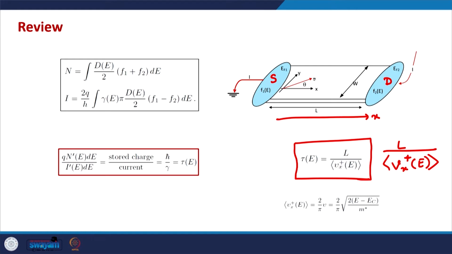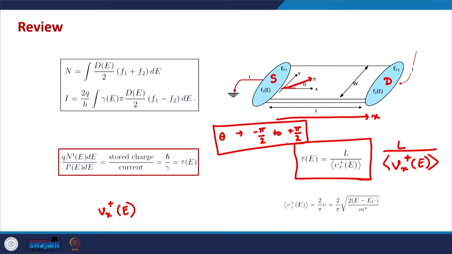That's what we saw, and in order to calculate this average Vx plus, or I would say in order to calculate Vx plus E, which is the velocity of an arbitrary electron starting from the source towards the drain, we can assume in a 2D channel that the electron is starting at an arbitrary angle theta with the x axis, and this theta can range from minus pi by 2 to plus pi by 2. This is the range of these theta angles.